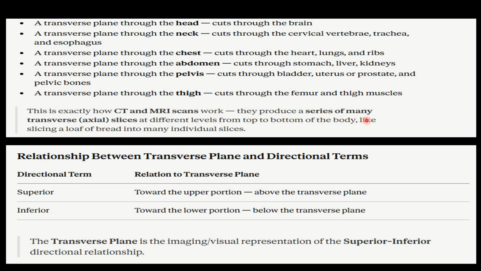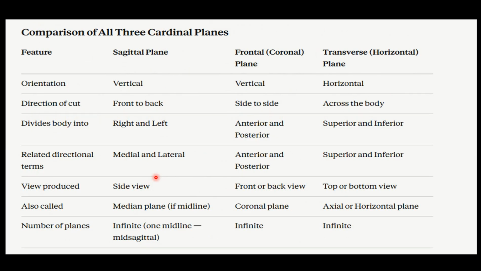They produce a series of many transverse axial slices at different levels from top to bottom of the body, like slicing a loaf of bread into individual slices. I think all these things are clear. Now the relationship between the transverse plane and directional terms is quite simple: superior is toward the upper portion, inferior is toward the lower portion.